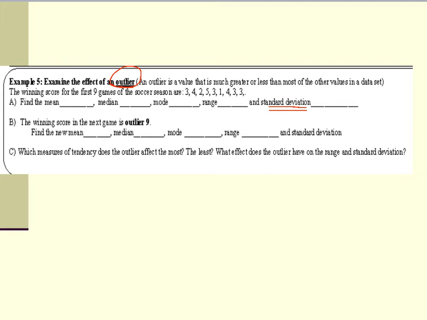Okay, the mean for the 9 soccer games is 3. The median is 3. The mode is 3. The range, the highest is 5, minus the lowest is 1, so my range is 4. Standard deviation I'm doing in my calculator, you should get 1.15. If you say 1.2, I'm okay with that as well.